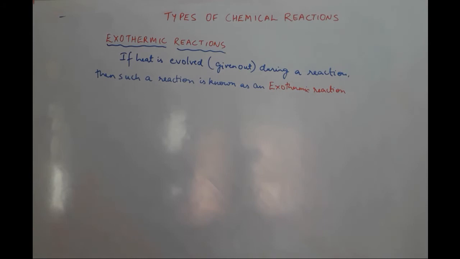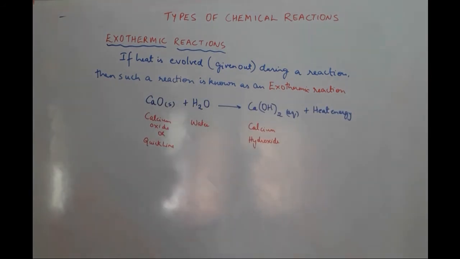What it tries to say is that during a reaction, if heat is produced and that is clearly visible, for example, if we have a beaker and we are mixing two chemicals, and upon mixture of those two chemicals the beaker becomes hot, then this type of reaction that happens between the reactants is known as an exothermic reaction. Let us look at an example.